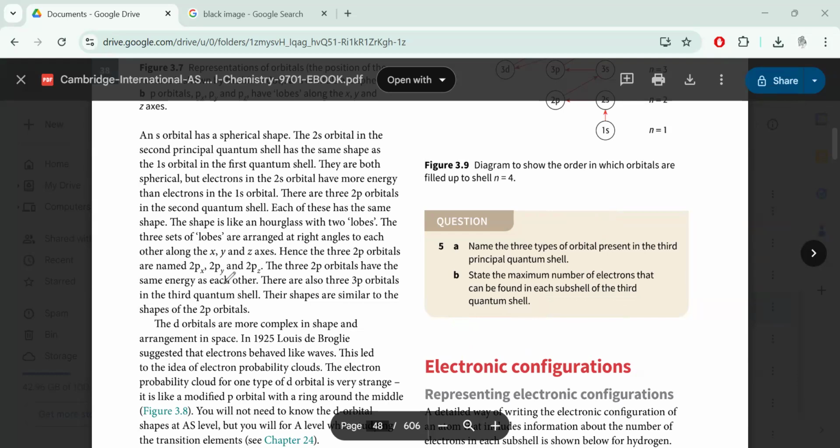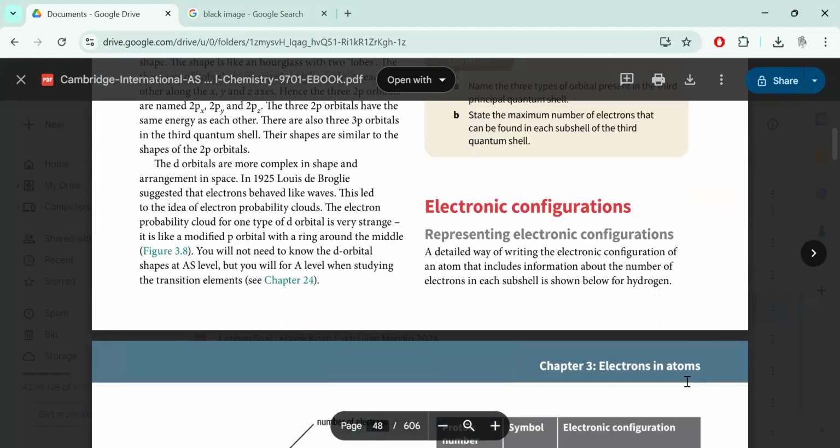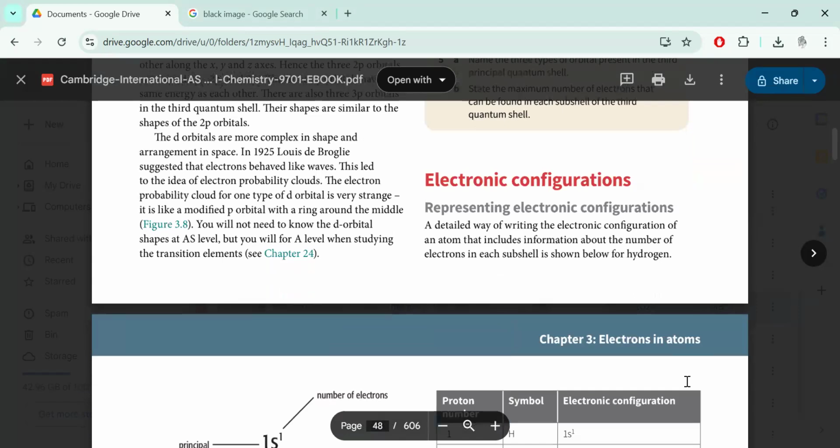I'm sorry that I just erased that real quick. But I think all of you can understand what I mean from that, since I actually explained that earlier. Okay, so now we're talking about electronic configuration.